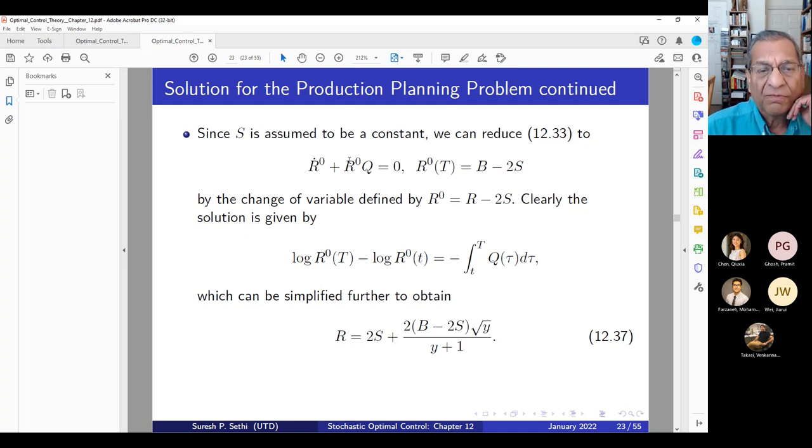You get R dot 0 equals minus R0 Q. R0, we can divide this by R0. So you get R dot 0 divided by R0 plus Q equal to 0. This Q can be on this side, so it becomes minus Q. R0 dot R divided by R gives you log. So you take the integral of this side from 0 to T. I get log R0 T minus log R0. On this side is minus QT. So the integral becomes from T to T, Q tau d tau minus.